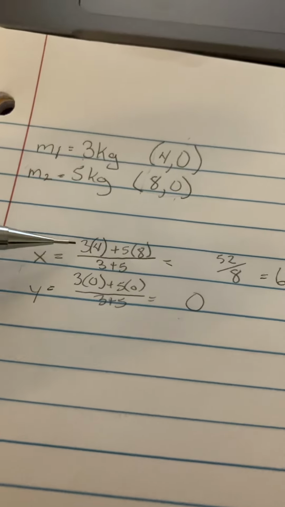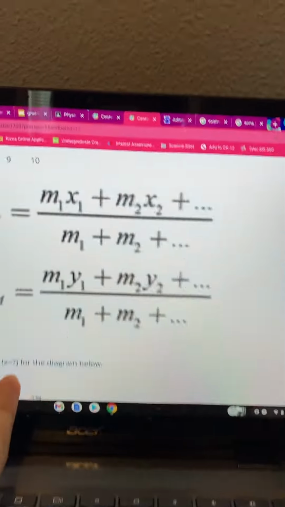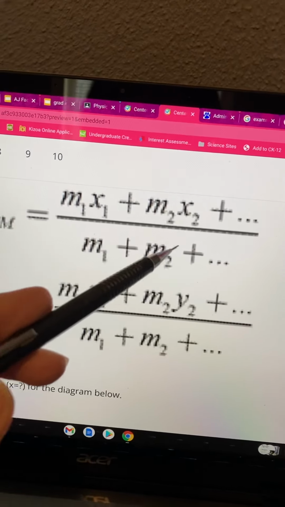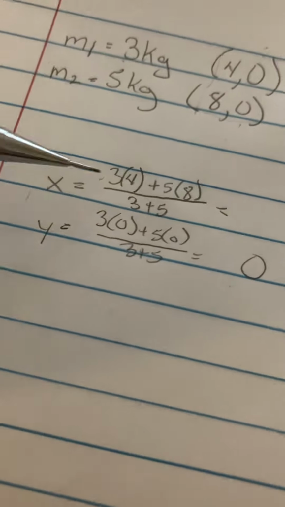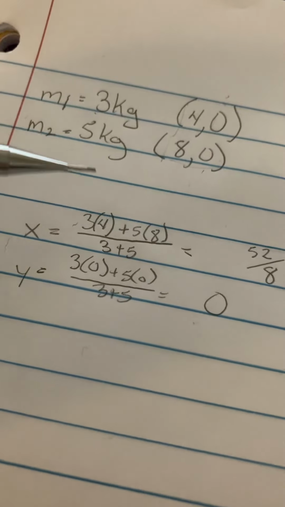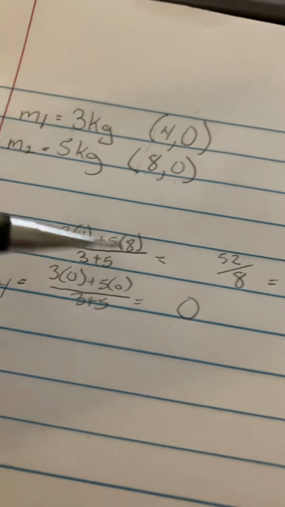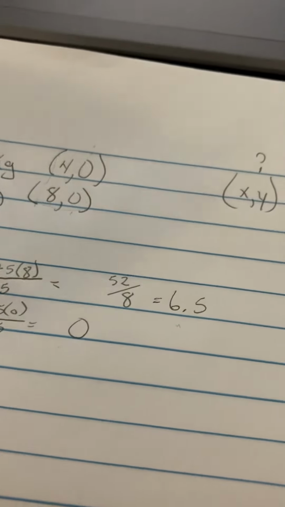So for x, we're going to plug in, and if we look at that equation again, we've got m times x plus m times x for each location, and then all over adding them together. So we've got the mass times its x plus the mass of number 2 times its x, over 3 plus 5. And that's going to give me 6.5. They just asked for the x on this one, so that's all you would have to write down.